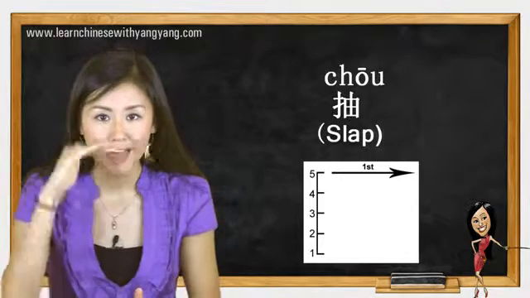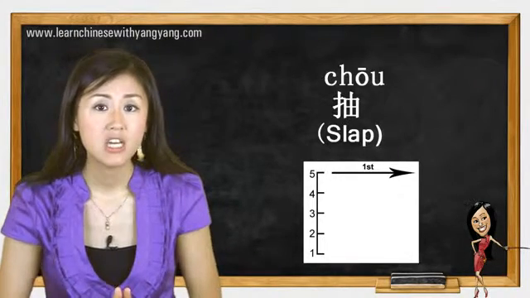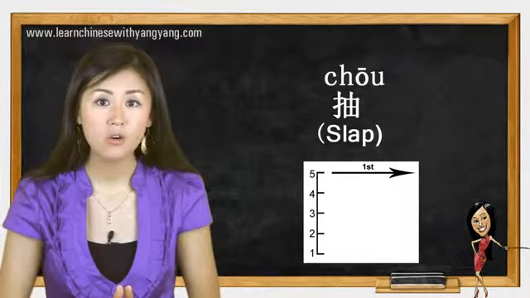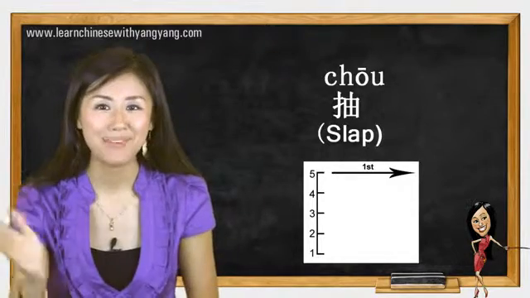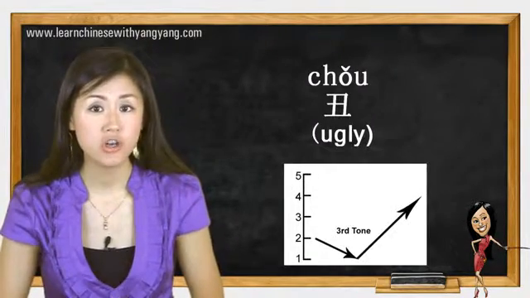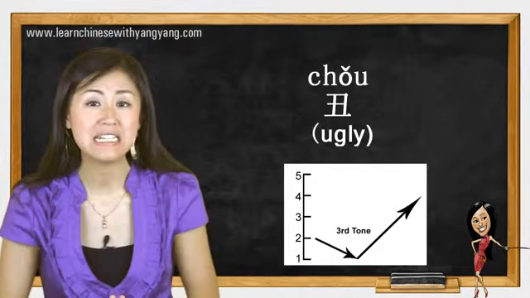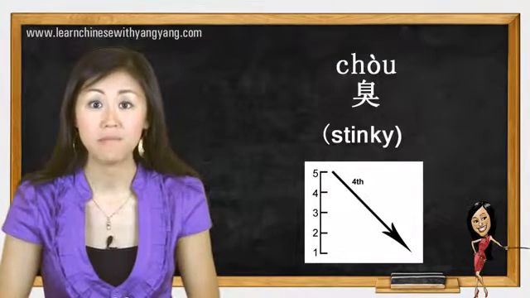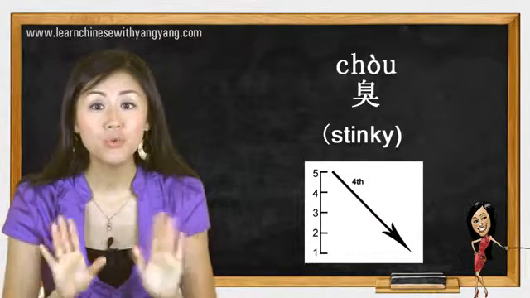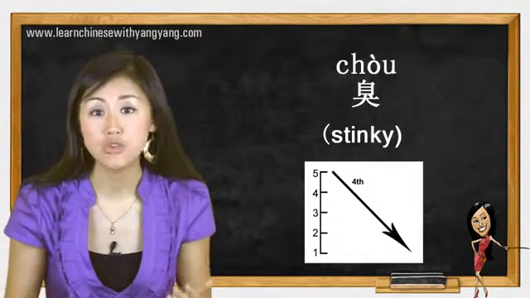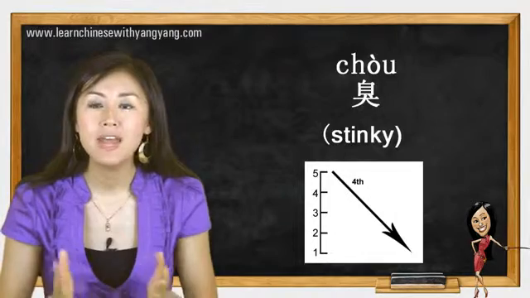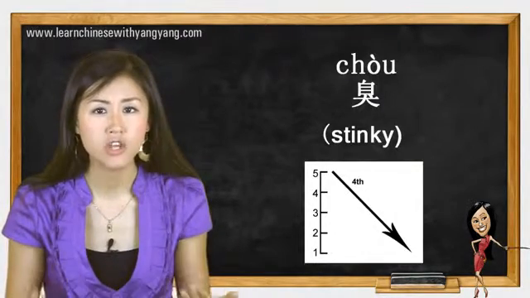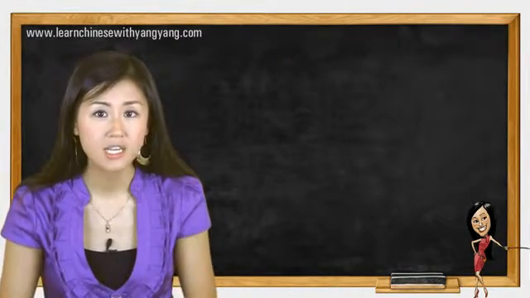Let me give you an example. CHOU with the first tone, flat tone, is pronounced as chou, chou. It means slap. And with the third tone, chou, it means ugly. And fourth tone, chou, it means stinky. Well, don't worry about tones now, because I'm going to teach you more at a later time. But now I want you to get a concept what tones are and why it's so important.